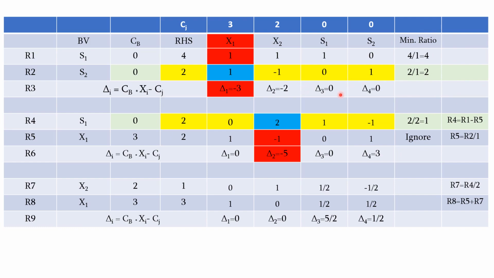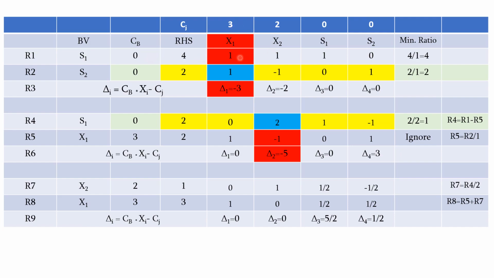All the delta values you have to compute: delta 1, delta 2, delta 3, delta 4. For that you have to use this formula: delta i is equal to CB into Xi minus Cj. Cj means this one. So for delta 1, you have to multiply this with this and subtract the result from this. So let us do that.